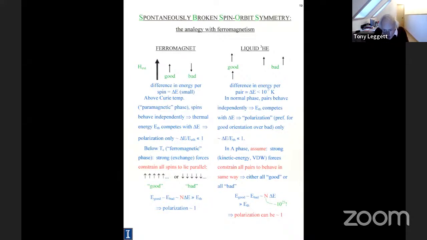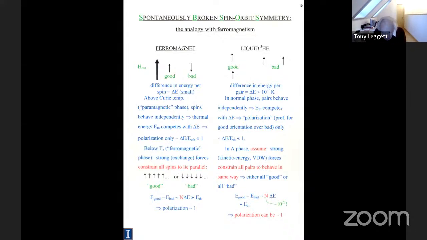So what's the analog in helium-3? In liquid helium-3, the difference in energy for the good orientation over the bad one is only about 10 to the minus 7 K. In the normal phase, at high temperatures, the pairs behave independently. So the thermal energy is competing with delta E. The polarization, that is the preference for a good orientation over a bad one, is only of the order of delta E over E thermal, and very small compared to 1.